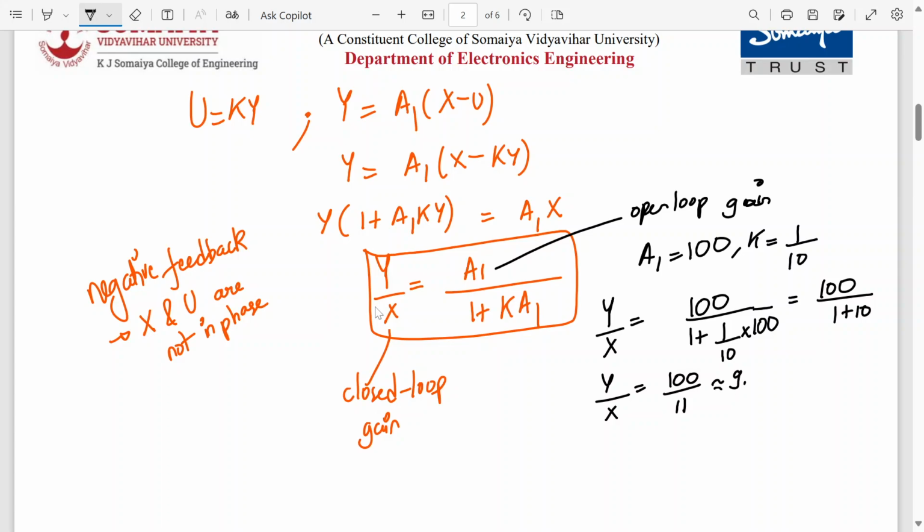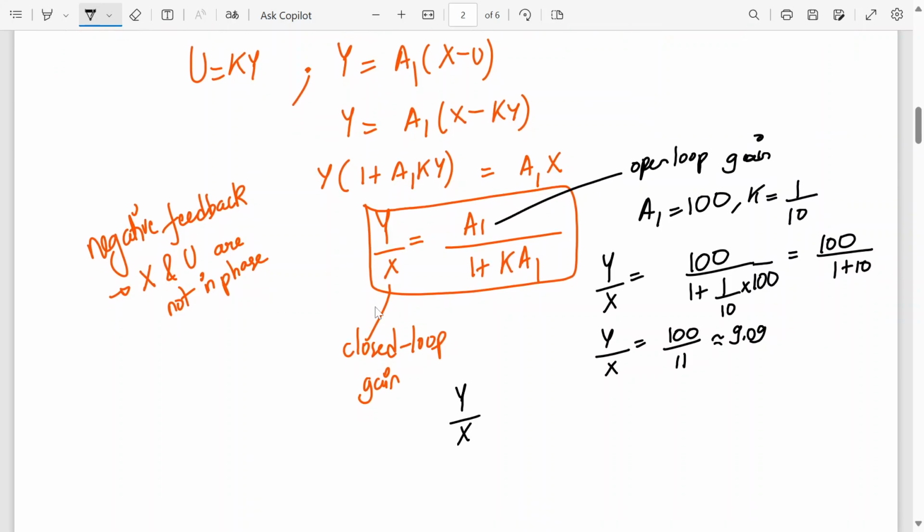9.09, right? 9.09. Now you tell me, y upon x is how much? 9.09. And how much is a1? 100. Which is greater? This is greater. So in a negative feedback, your closed loop gain y by x is very much less compared to a1.